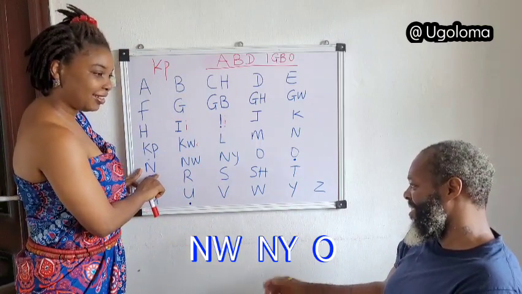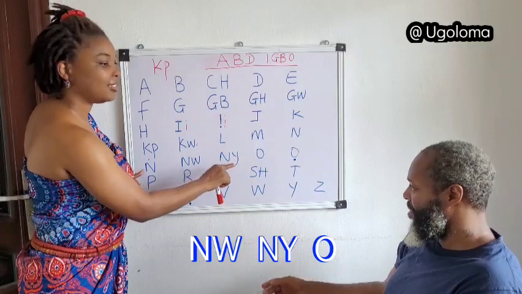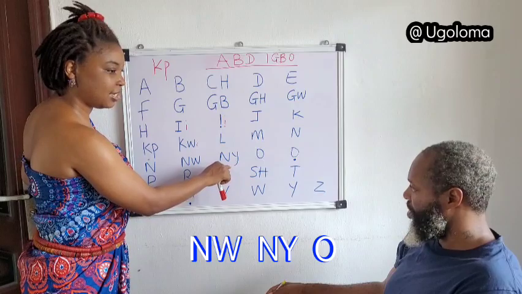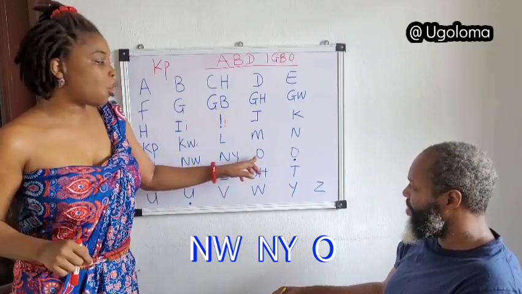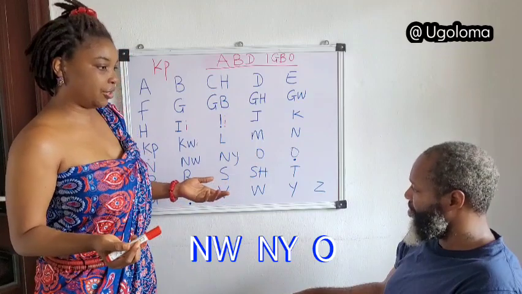Nye. Yeah. Mwe. Nye. Yeah. Nye. Good. O. O is like the regular O in English.